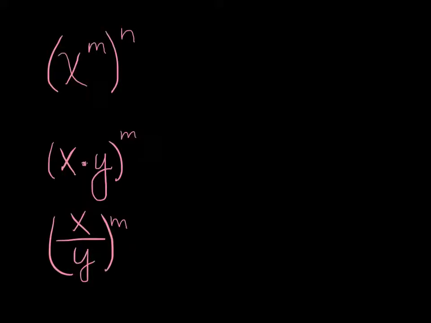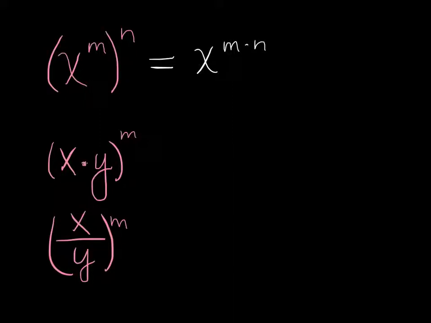This first rule on today's video is when I'm raising a power to a power. So I have this x to the m raised to the n power. If you see, I have 2 exponents here. The rule is when you have a power to a power, you multiply the exponents. So this equals x to the m times n.